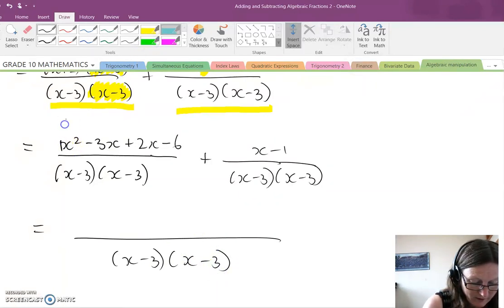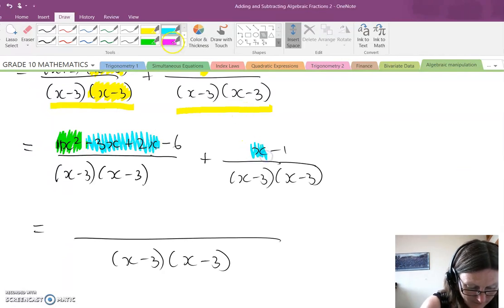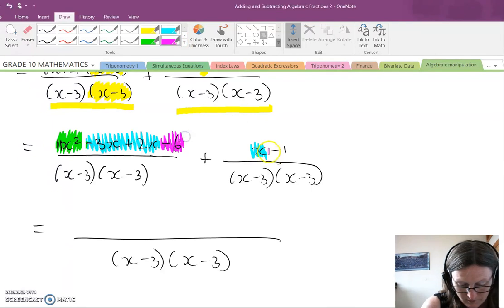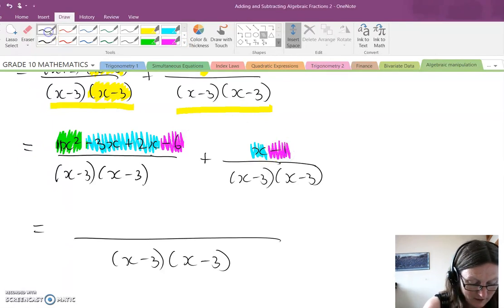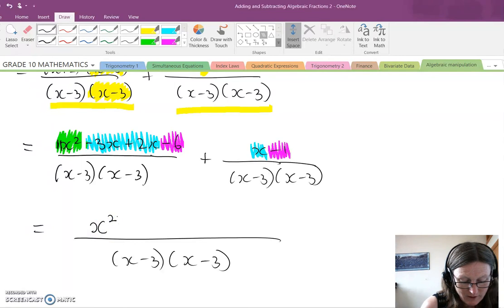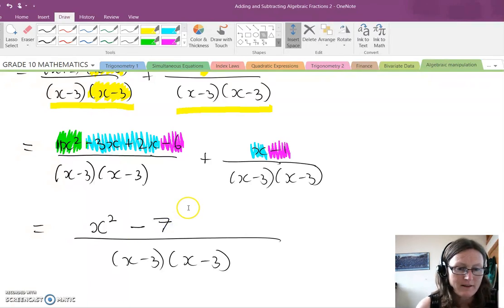X squared, there's only one x squared mentioned. There's no x squared mentioned anywhere else. So there it is. Let's look here. Here's our terms with x, and here's our term that has no pronumeral. So if we combine our like terms, the green gives us x squared, the aqua gives us 0x, which cancels out, and then we have -6, -1, in the pink is -7. That is how we do that one.